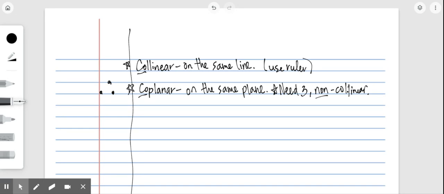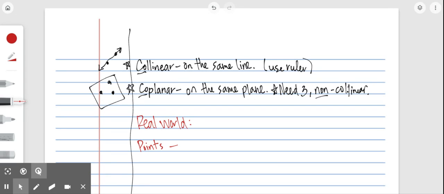So these two definitions are super important. Collinear means on the same line, so I could draw a line in between them. Coplanar means at least three points that are not in the same line, so they make up a plane. All right, so we're going to do some real-world examples of planes, lines, and points.